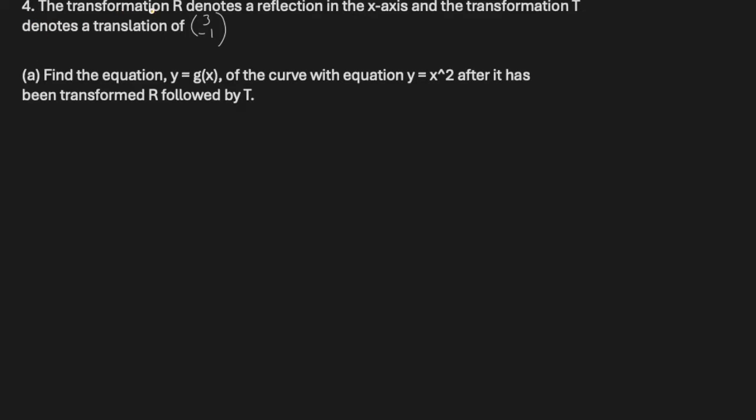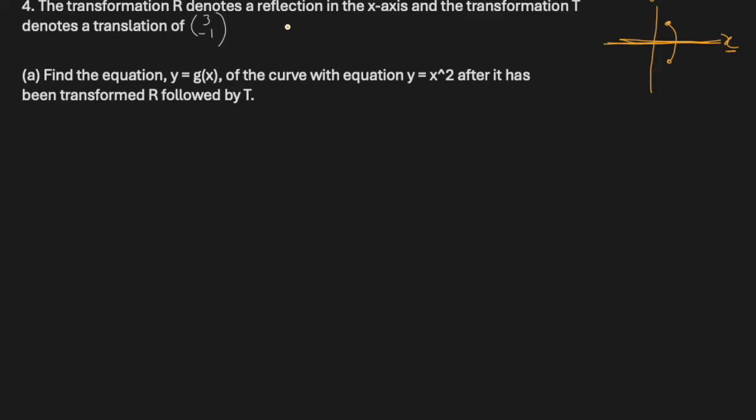Question 4. The transformation R denotes a reflection in the x-axis. So reflection in the x-axis, people mistake it as x becomes negative. No. Suppose this is one of the points on the graph of that function. When we reflect over the x-axis, it will be reflected here. That means the y coordinate, which was positive, becomes negative. So y is reflected. Actually y changes sign, not x.